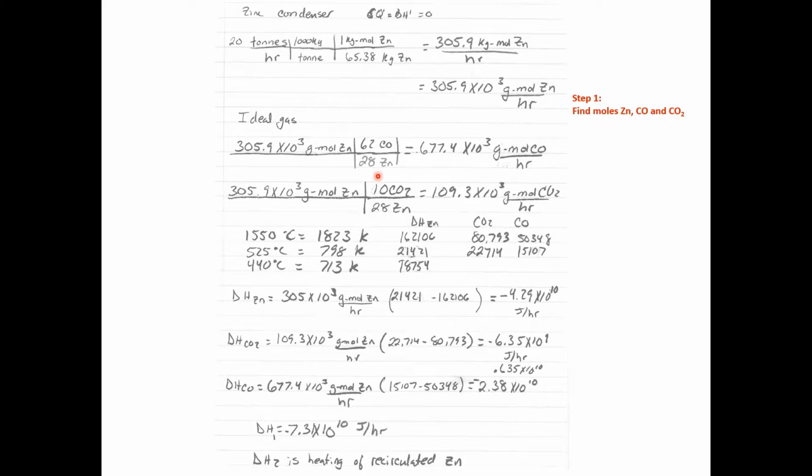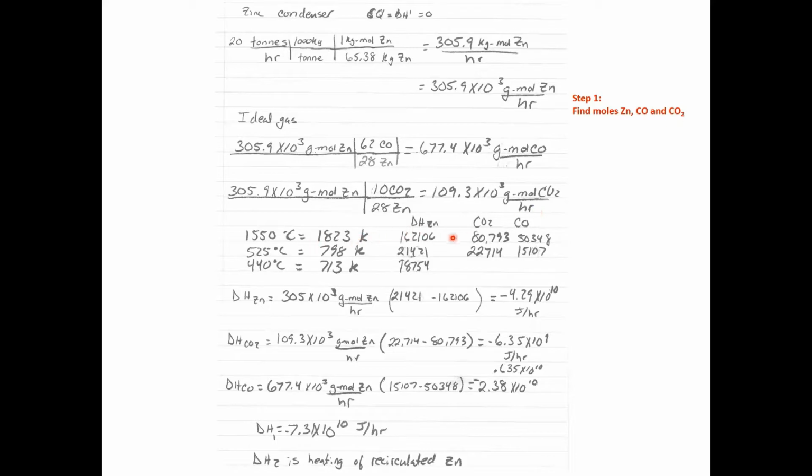Remember, this zinc's in a gaseous state, so we can say it's acting as an ideal gas, so we can use this molar ratio to calculate how many gram moles of everything else we have. So we use the same basis. We use our 28 to 62 ratio of zinc to carbon monoxide to get this many gram moles. Feel free to rewind to look at the flow chart to see where I'm getting these numbers. And we did the same thing again, this time for CO2. We had a 28 to 10 ratio of zinc to CO2, and we got this many gram moles of CO2.